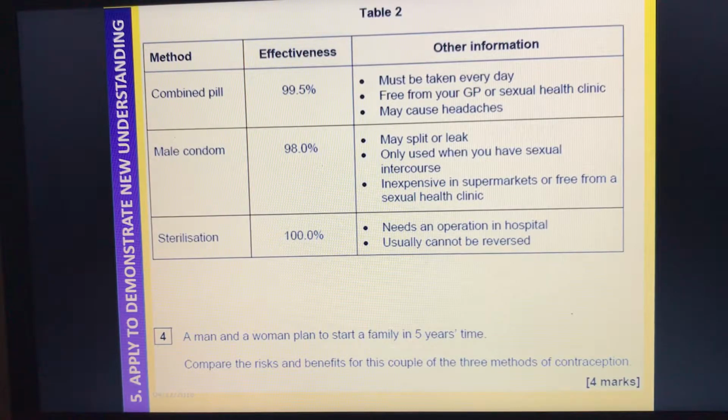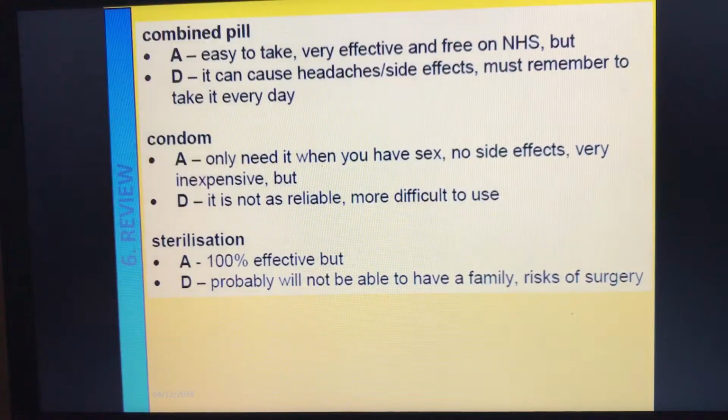The question says, a man and a woman plan to start a family in 5 years' time. Compare the risks and benefits for this couple in the 3 methods of contraception. Now, when we see the word compare, or more importantly, the word evaluate, it means that we need to be looking at advantages and disadvantages. This is worth 4 marks, but I think we could quite easily get 6 marks for a question like this. Okay, let's have a look at what the exam board are looking for.